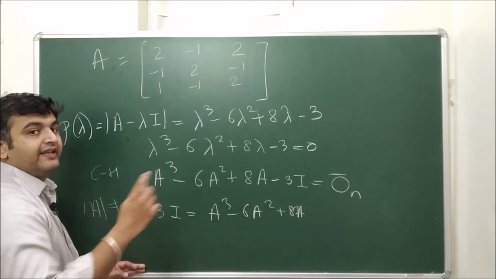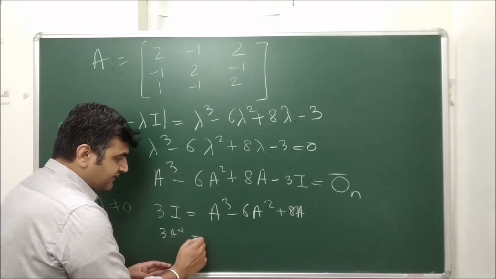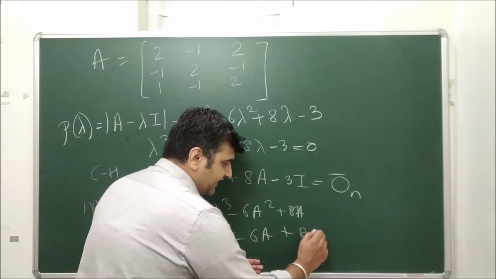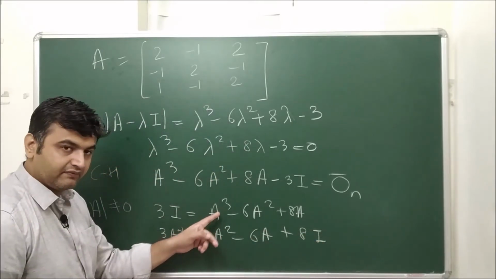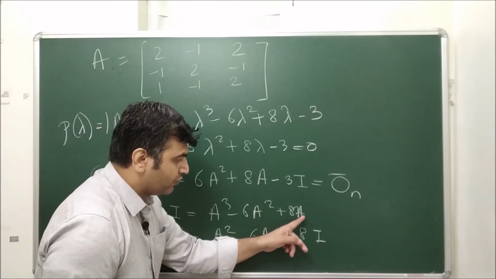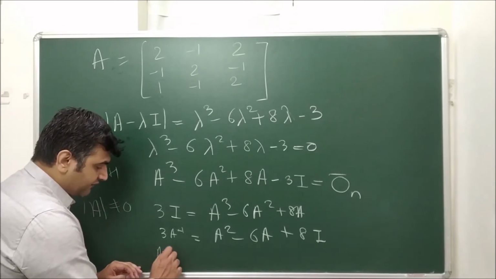Now you multiply by A inverse. So 3 into A inverse is nothing but A square minus 6A plus 8I, because A cube into A inverse is A square, A square into A inverse is A, and A into A inverse is the identity matrix. And therefore what is your A inverse?